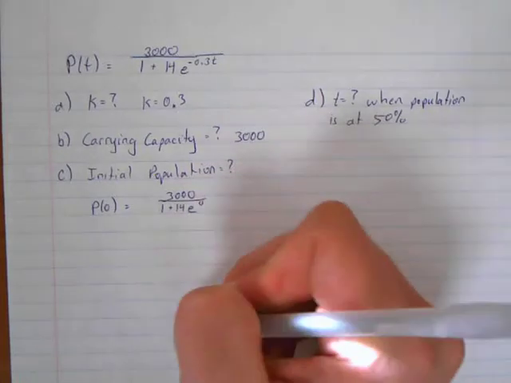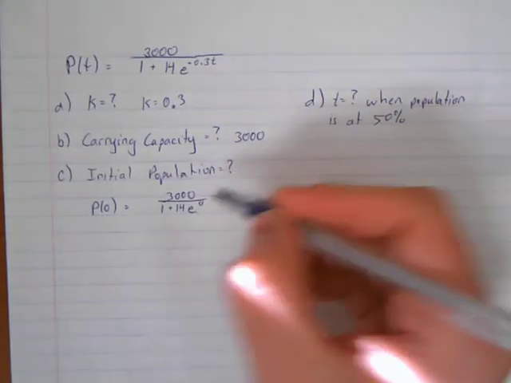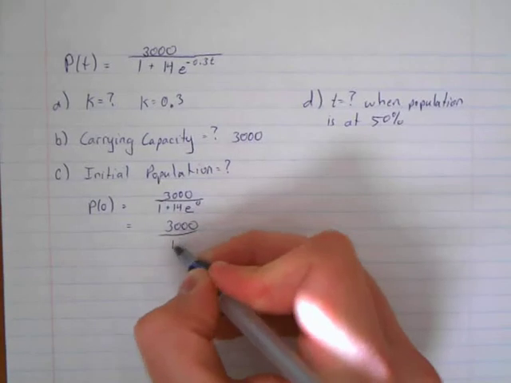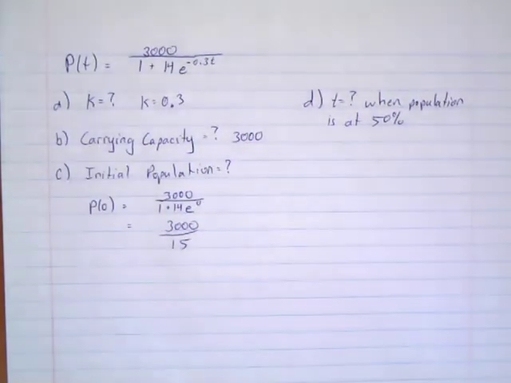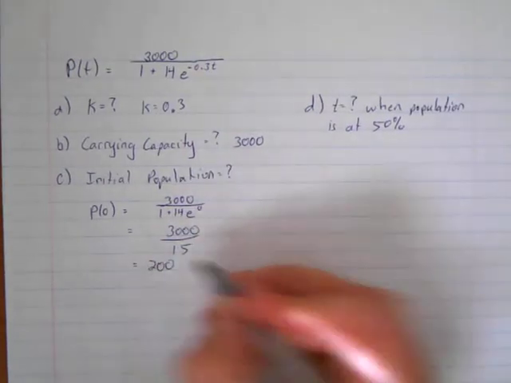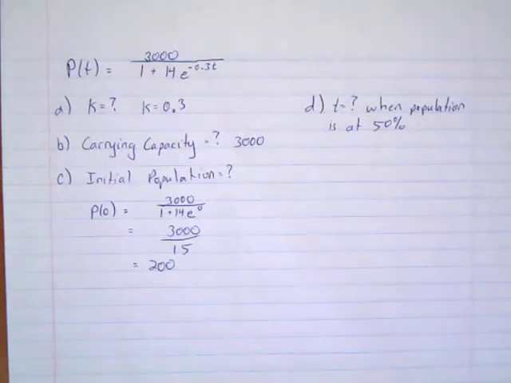And this is just going to be 14e to the 0. E to the 0 is 1. So we have 3,000 over 15. And 3,000 divided by 15 is 200. So our initial population is 200, whatever it's modeling. I don't know, wolves. Wolves are always a big one. Whatever you want, though. Rabbits.